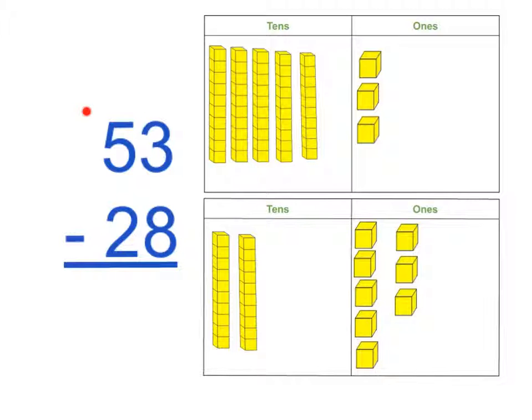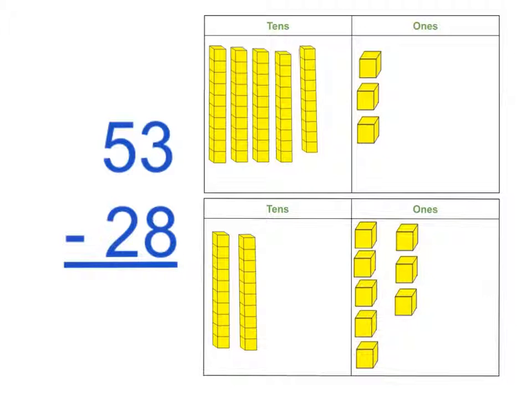So here we have the example 53 minus 28. I've broken these numbers up into these tables. In the top table I have 10, 20, 30, 40, 50, and 1, 2, 3. And in the bottom table I have 10, 20, and then 1, 2, 3, 4, 5, 6, 7, and 8. And the problem arises because we can't take 8 away from only 3. So what we have to do is borrow from the tens.